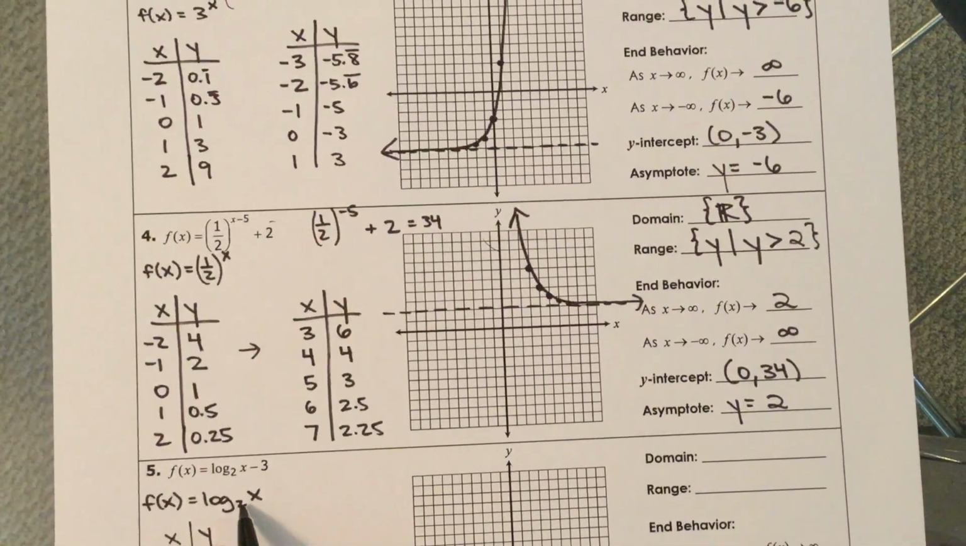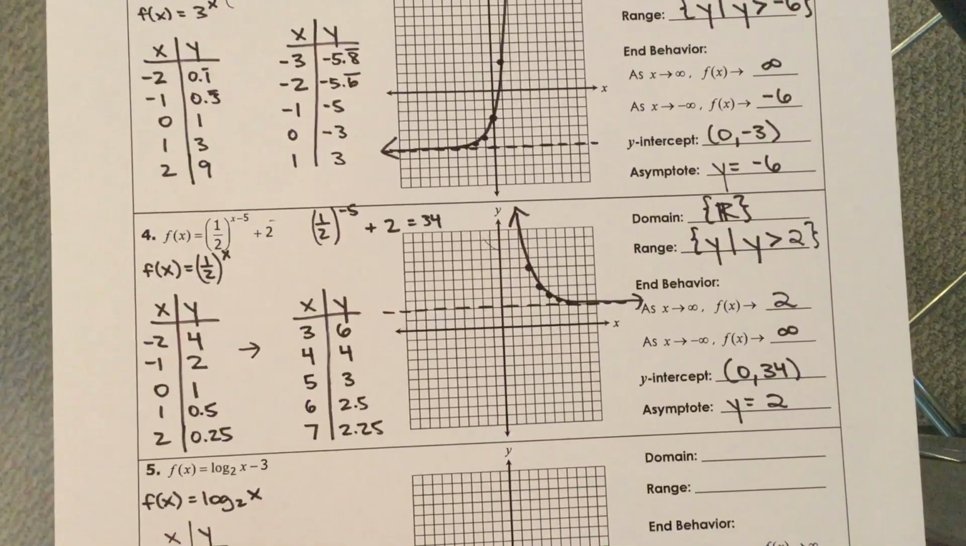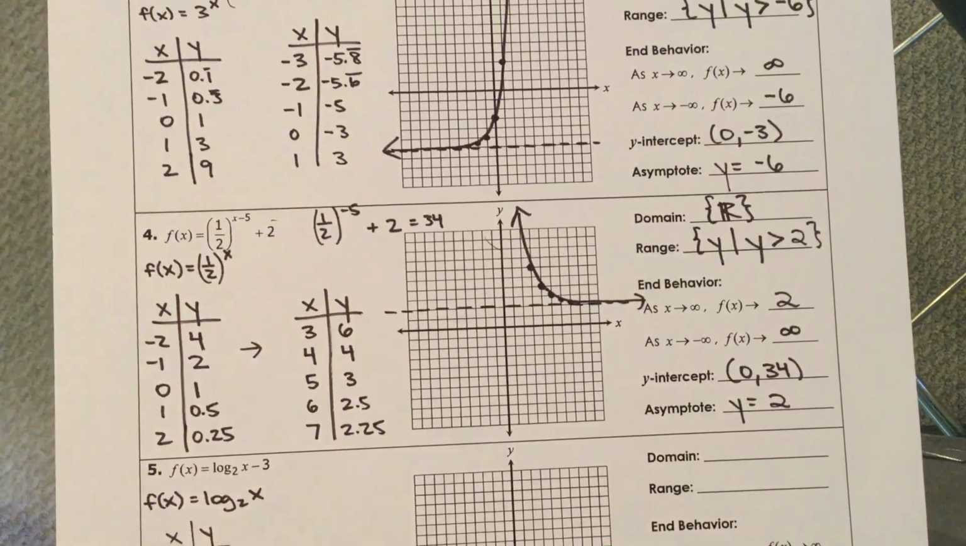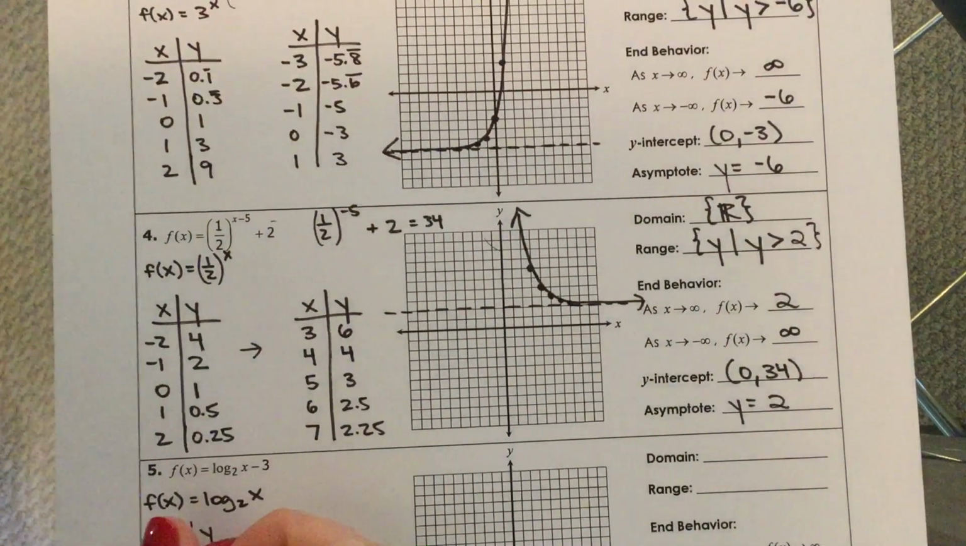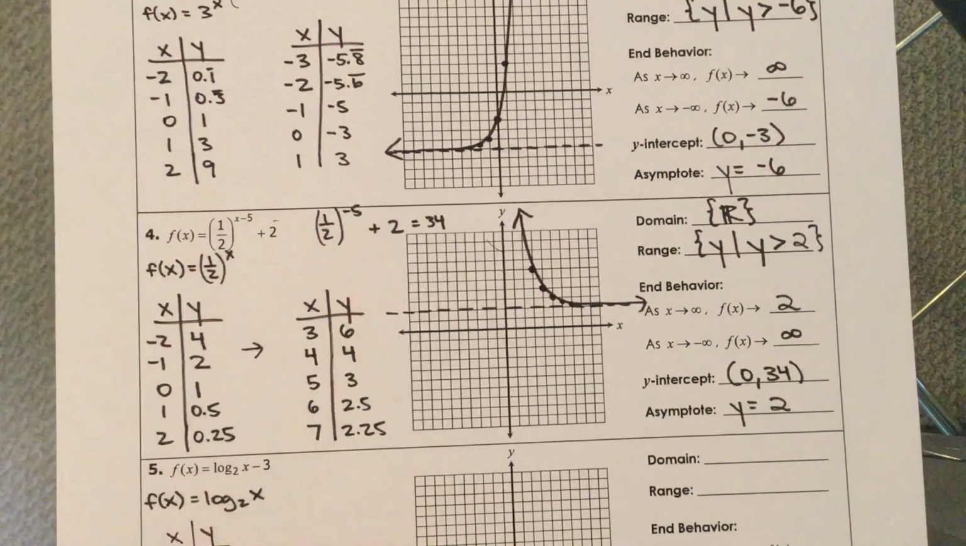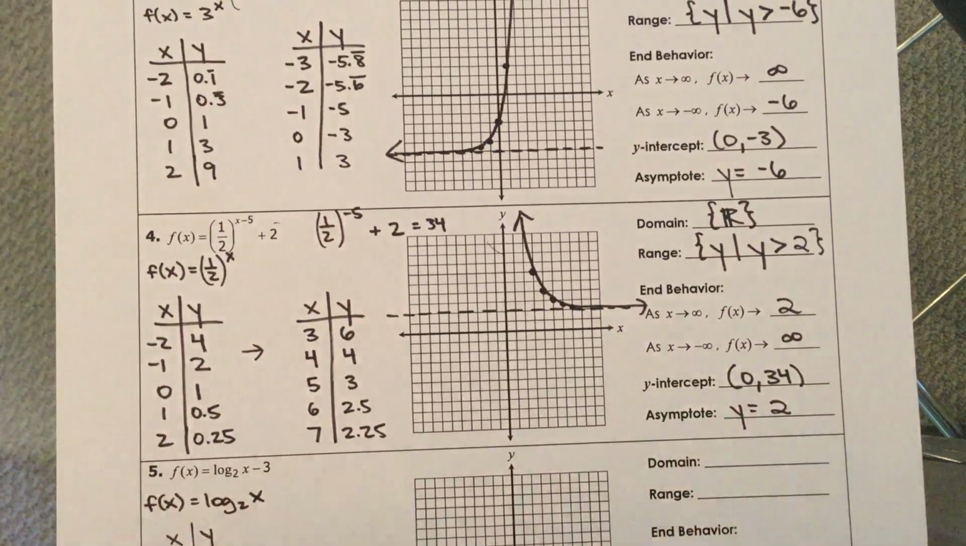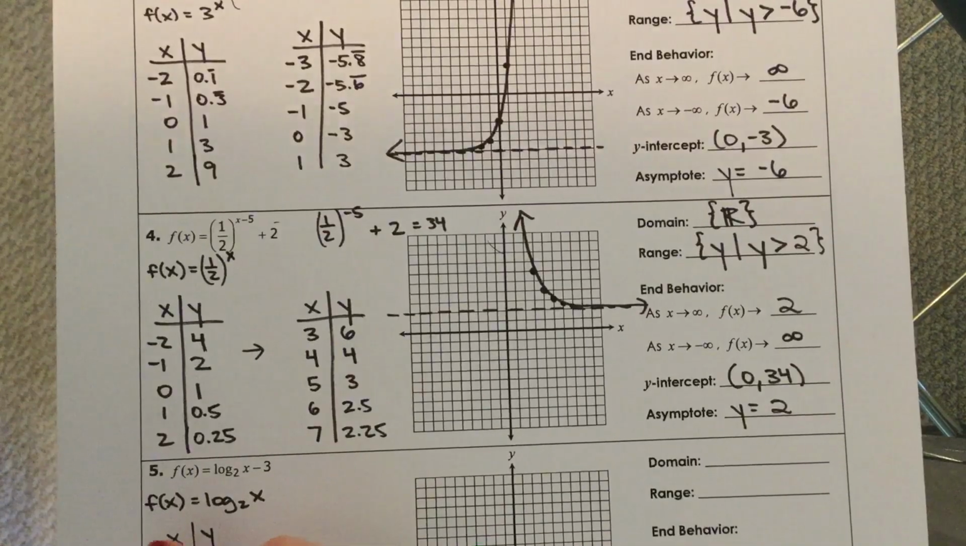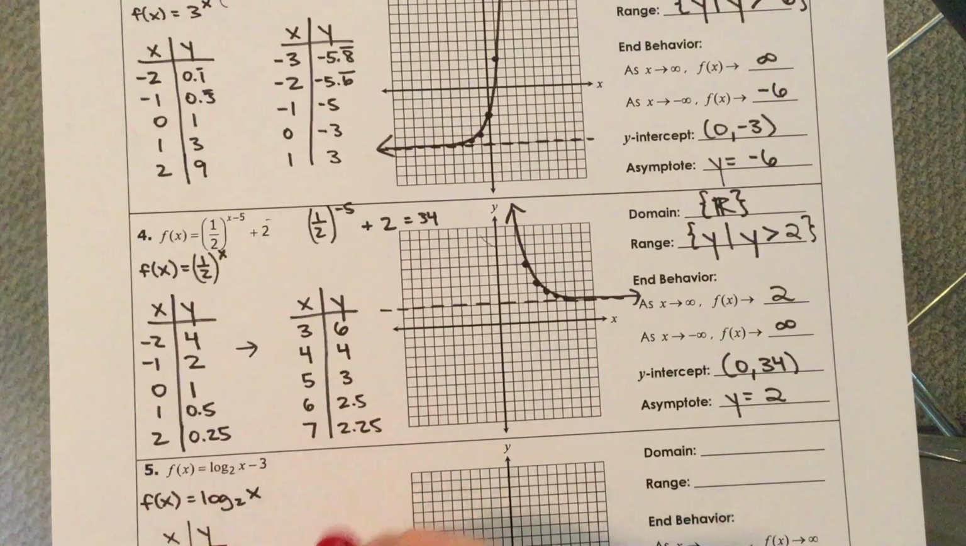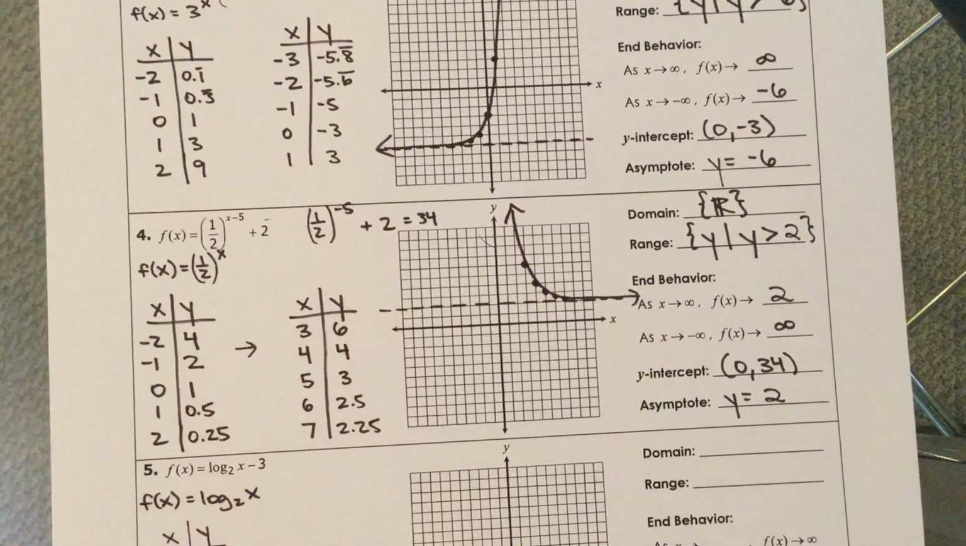So our base is 2. When you raise 2 to the -2nd power, that's 1/4, which is 0.25. When you raise 2 to the -1st power, you get 1/2, which is 1/2. When you raise 2 to the 0 power, you get 1.